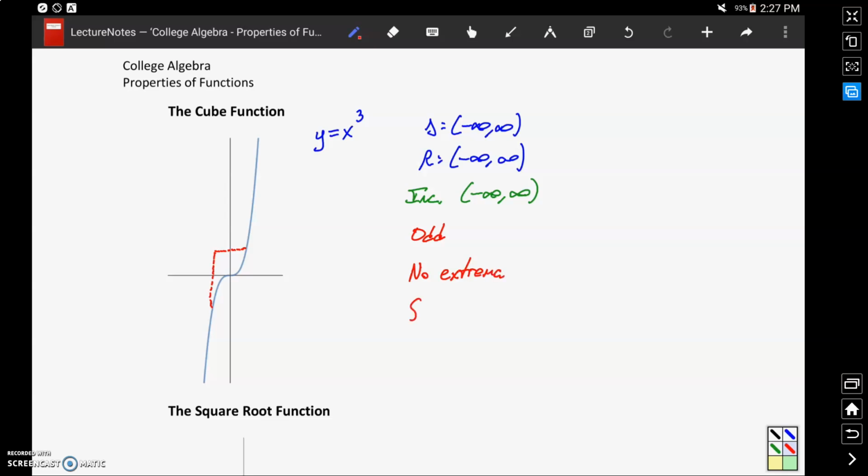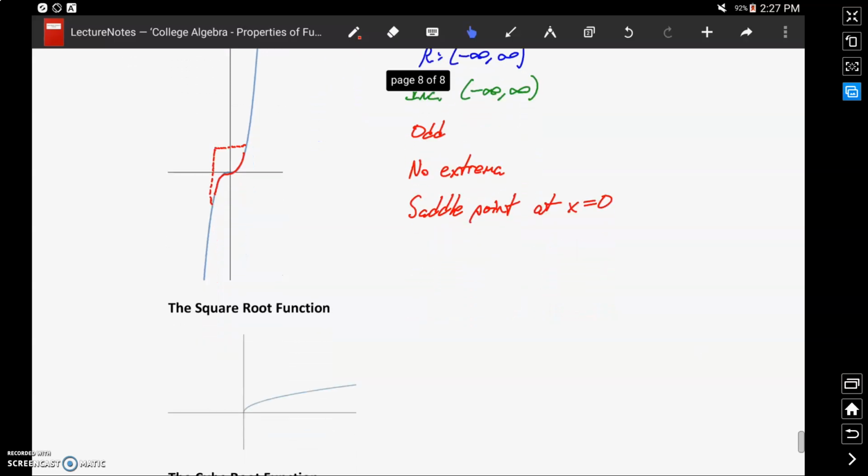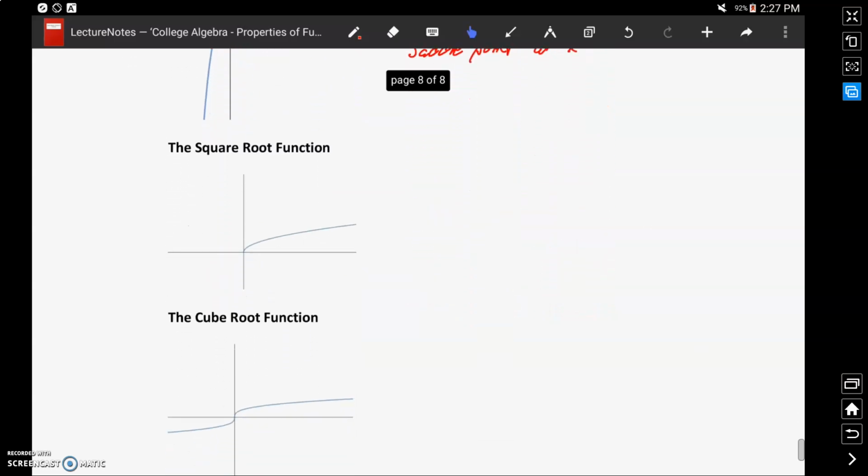but it does have what we refer to as a saddle point at x equals 0. What we refer to as a saddle point is where a function is increasing and sort of levels out, but then just continues increasing on the other side. Or if it went from decreasing to decreasing. Not very important for this course, but an idea for later courses to keep in mind.